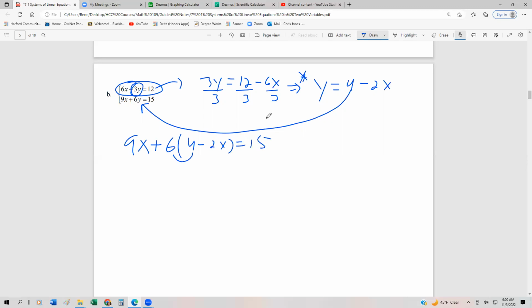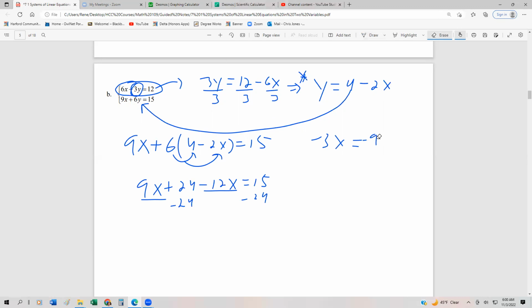I'm going to distribute 6. So 9x plus 24 minus 12x equals 15. I'm going to combine like terms, so that's going to give me a negative 3x. And I'm going to subtract 24 from both sides. So that's going to give me a negative 9. And then finally, I'm going to divide both sides by negative 3. And if I do so, I wind up with x is equal to 3.